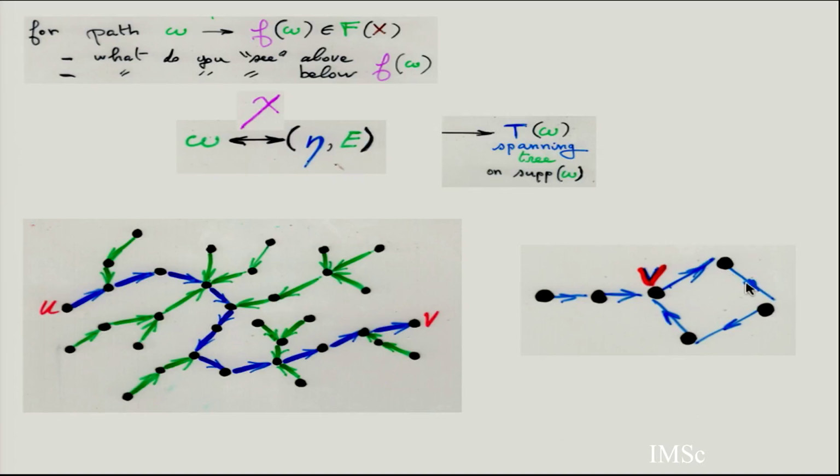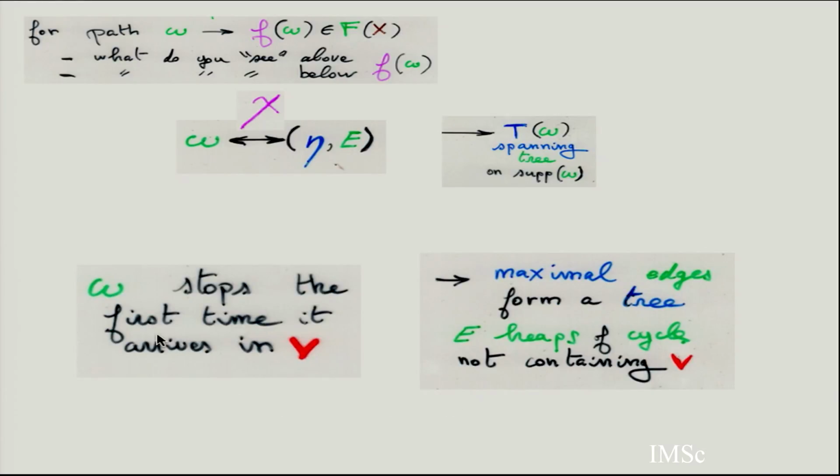One of these edges would not be a maximal edge if you are going outside of the cycle to go to V. So V belongs to the cycle. And in fact, if you delete these edges, then you get a tree. And if omega stops the first time it arrives in V, then you get a spanning tree where the maximal edges and the heaps, you get a heaps of cycle not containing V.